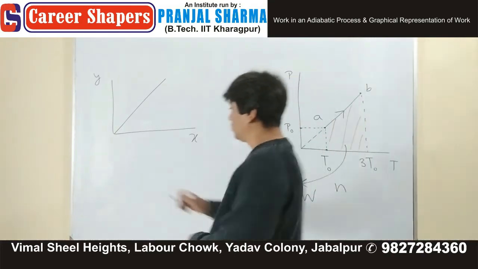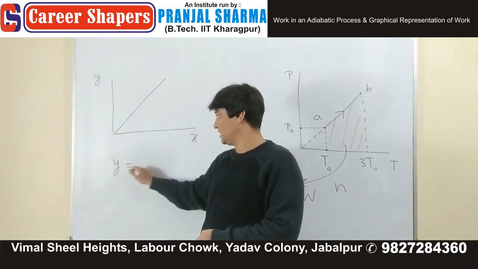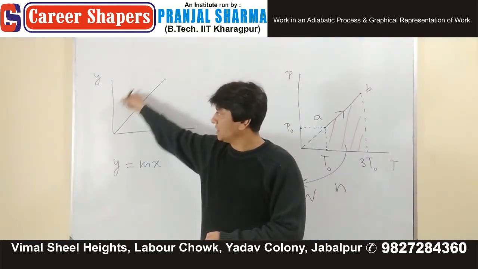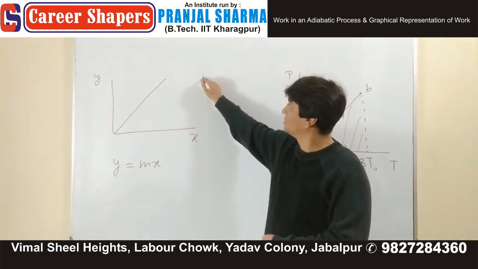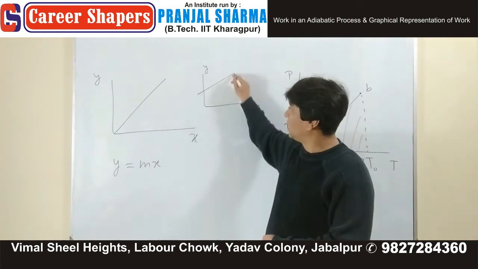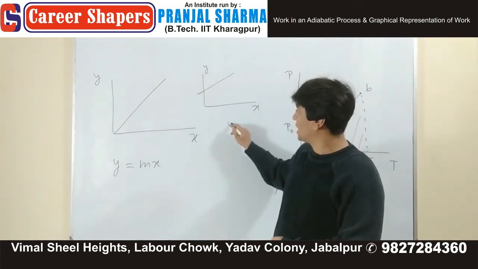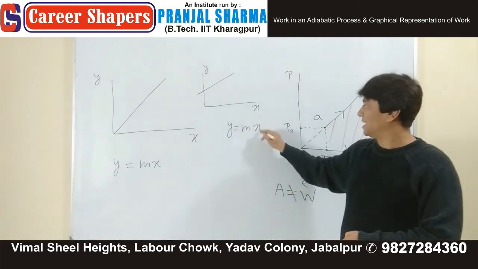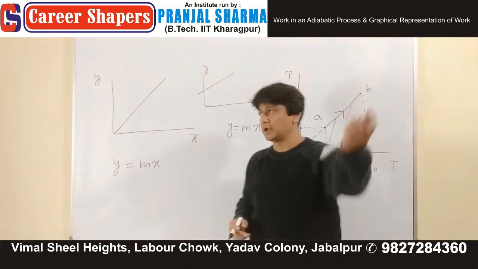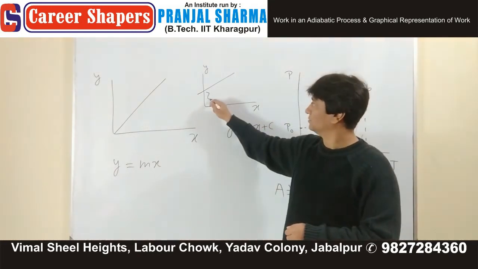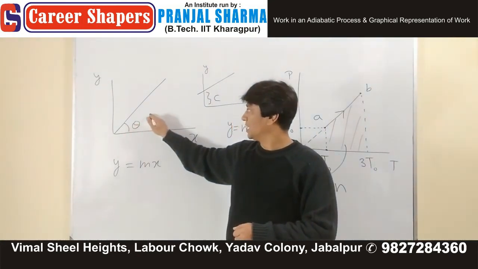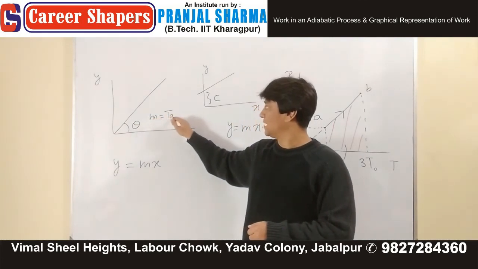It's only y equals mx. No c. C is used when the line cuts an intercept. This is y, this is x. If the line cuts an intercept, then the equation is given by mx plus c. If you have any confusion, ask for the lecture and I will give it to you. This is c, the intercept. This is theta. M is tan of theta.